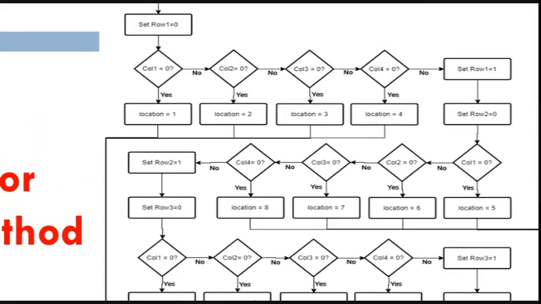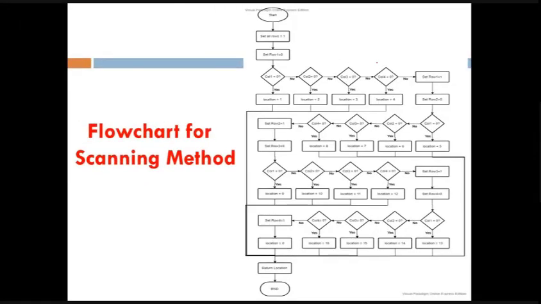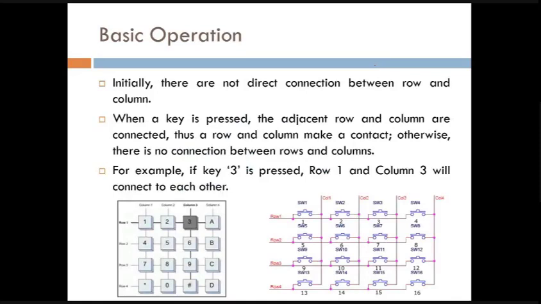You can see from here, location 1, location 2, location 3, location 4, and then location 5, location 6, location 7, location 8. Location 1 will be number 1. Location 2 will be number 2. Location 3 will be 3. But location 4 is not actually number 4. Why? You can refer back to this one.